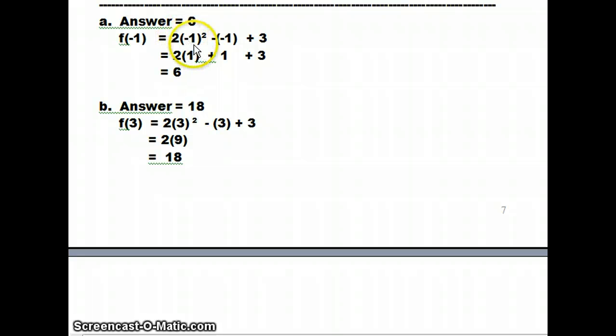Hopefully you got these answers okay. So here's an example of what we're talking about. Negative 1 to the second is more important because it's an exponent than multiplying it by the 2. So negative 1 times negative 1 gives us positive 1, and then we work through the rest of it. On B, we have 3 to the second. 3 times 3 is 9, so we have to do the exponent before we do the multiplication.